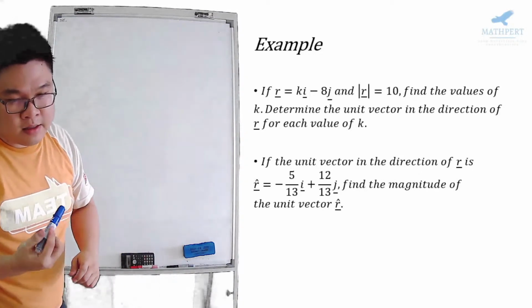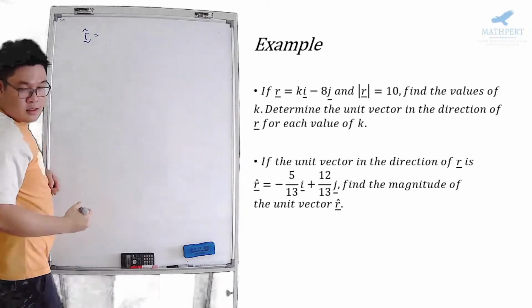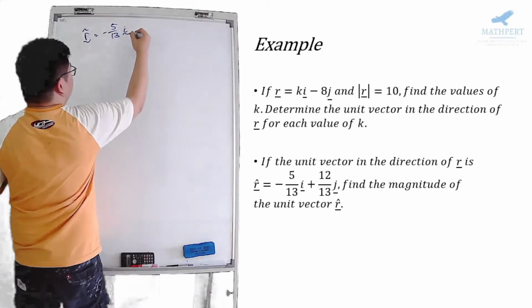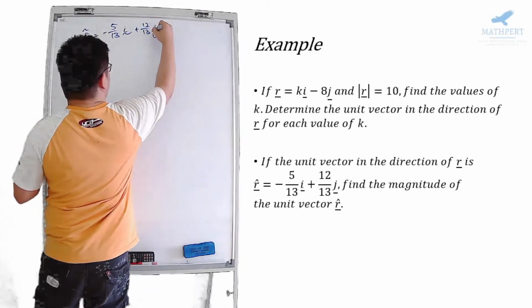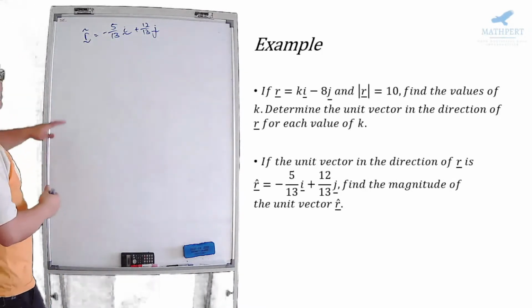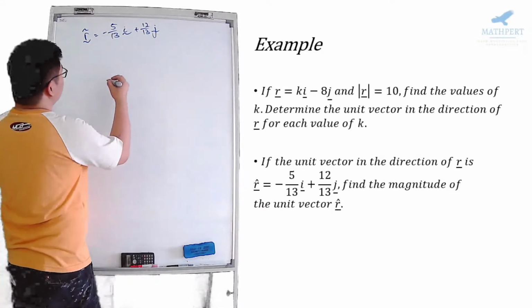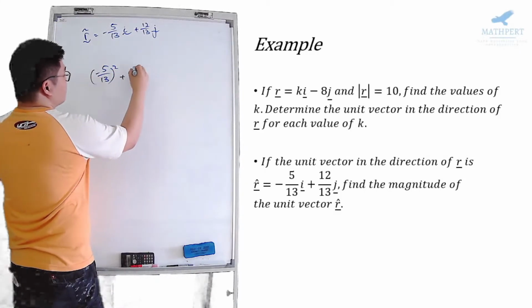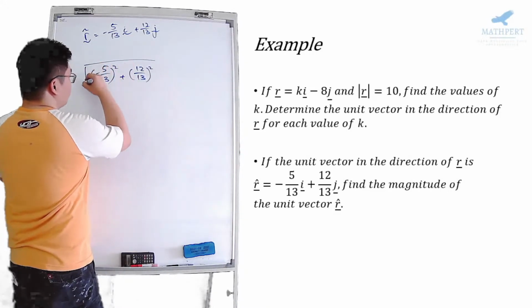If the unit vector in the direction of r is negative 5 over 13i plus 12 over 13j, find the magnitude of the unit vector r. So the magnitude will be equal to minus 5 over 13 squared plus 12 over 13 squared, then we square root it.